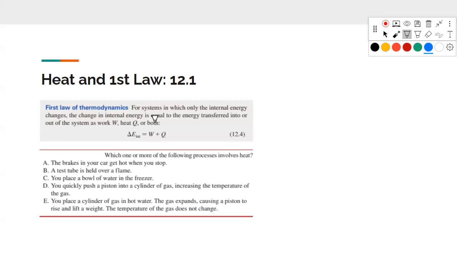And so the signs of this equation are really important. So this is delta E equals W plus Q. So this is work on the system, and this is Q into the system.